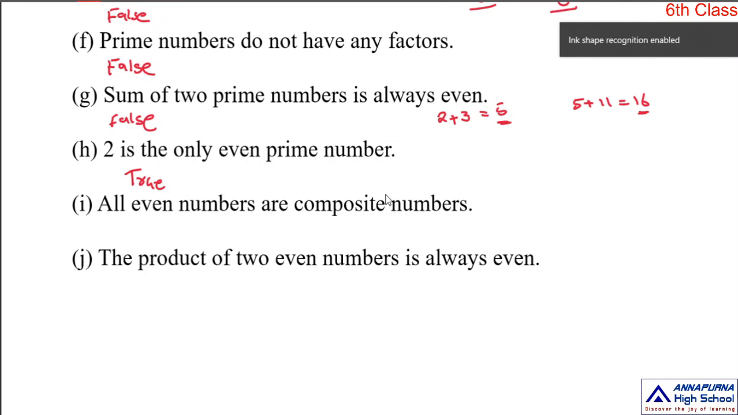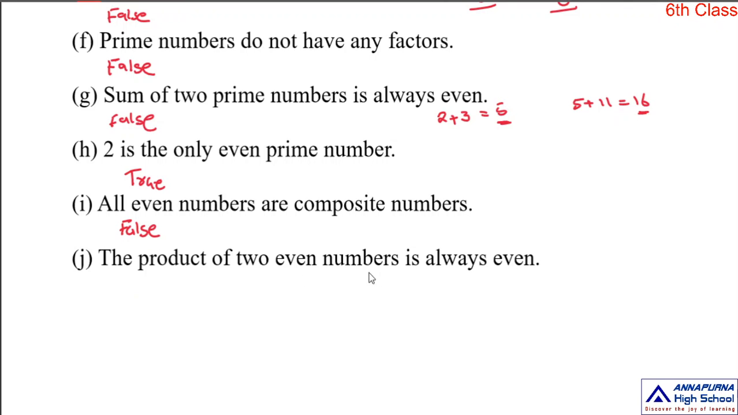Because all even numbers are not composite numbers. For example, 2 has the factors 1 and 2 only. So it is a prime number but not a composite number. That's why the statement is false.